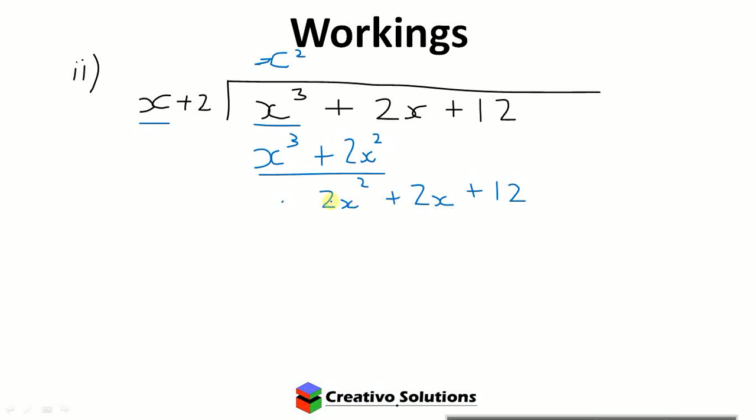How many times does x go into 2x squared? Plus 2x, do you agree? Because 2x times x is 2x squared. Does that make sense? So I've done the divide, now I do the multiply. 2x times x, 2x squared. 2x times 2, 4x. Then I do subtract. 2x squared minus 2x squared, nothing. 2x minus 4x is minus 2x. Bring down, plus 12.